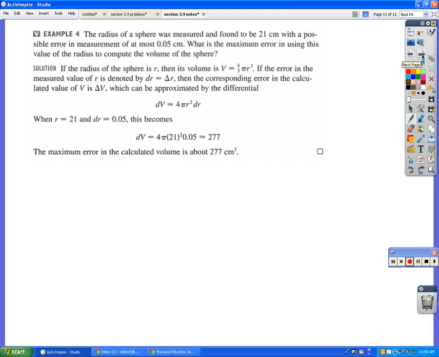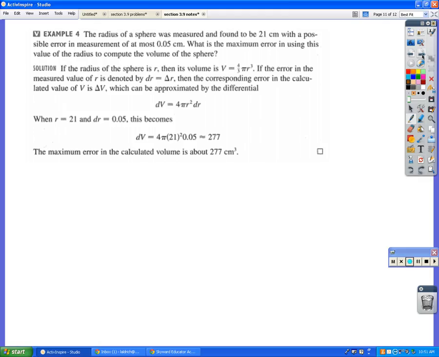All right, let's try one more here, a little word problem. The radius of a sphere was measured and found to be 21 centimeters with a possible error in measurement of at most 0.05 centimeters. What is the maximum error in using this value of the radius to compute the volume of the sphere?